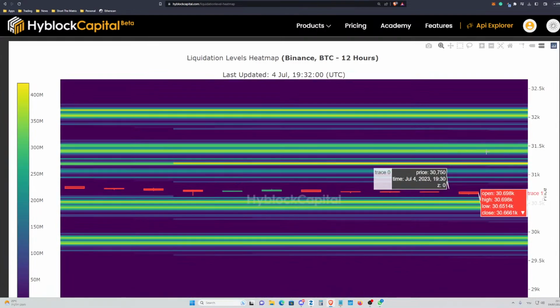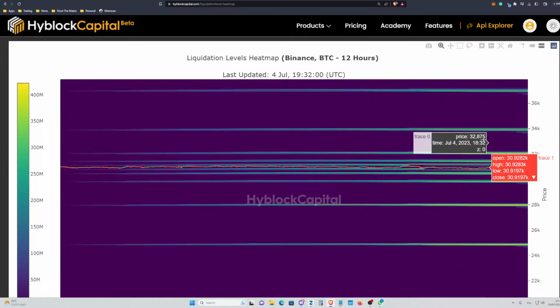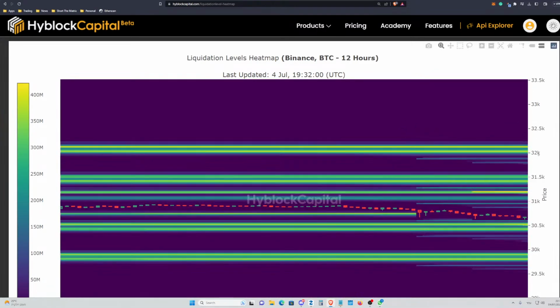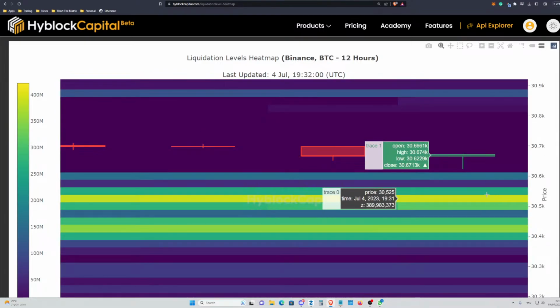So we can't really understand anything from it. There are liquidations left, right, and center. As you can see, below price, we have these liquidation levels. As you can see, 389 million 900 and 83,373 million dollars. That's a lot of money, but they will need to go to 300, 525 for it to take.